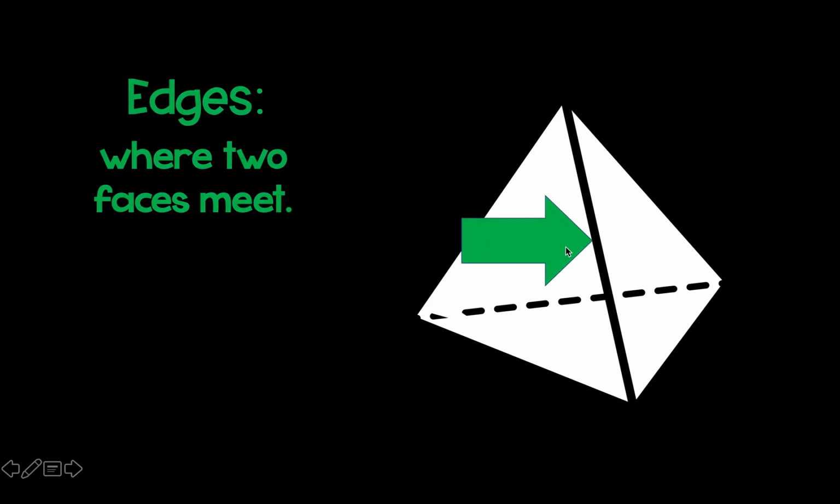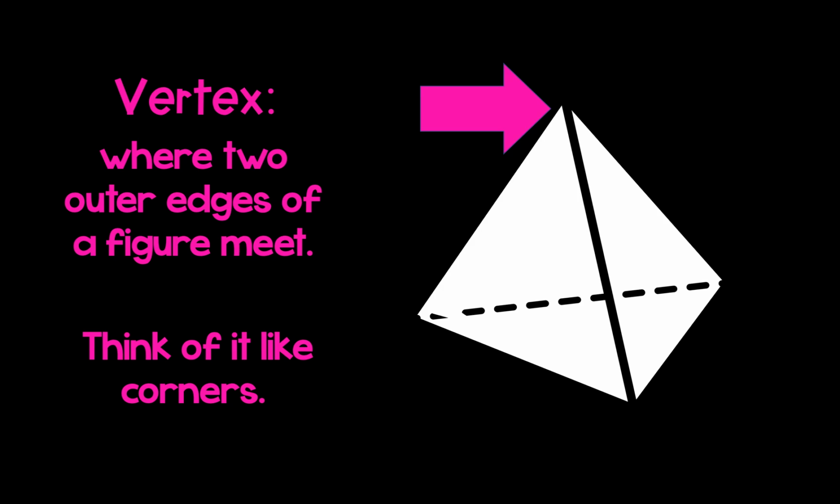This, where this arrow is pointing, is an edge. An edge is where two faces meet. This right up here at the top is a vertex. A vertex is where two outer edges of a figure meet. Think of it like corners.